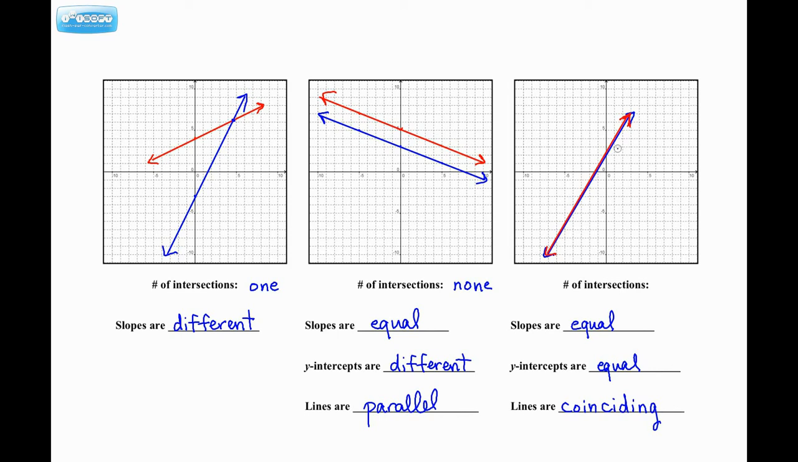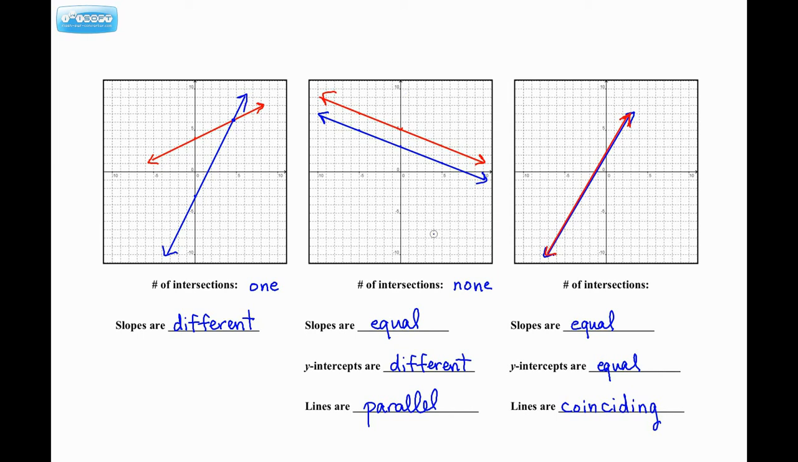Well, they touch everywhere. Okay? Any point that is on the red line is also on the blue line. How many points exist on a line? Infinitely many. So here, how many solutions would there be to the system? Just one, because there's only one point where they meet.